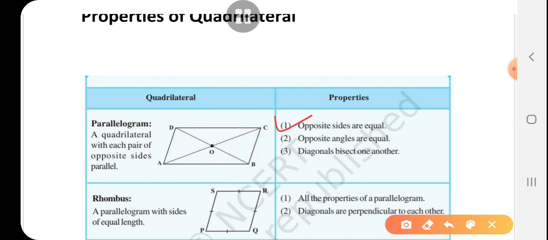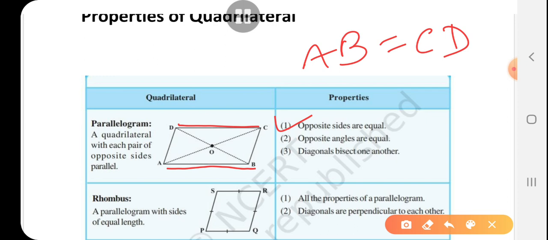First property says that opposite sides are equal. It means that AB is equal to CD. Next one, AD is equal to BC, because the opposite side of AD will be BC. So you can write AD is equal to BC. This is the first property.